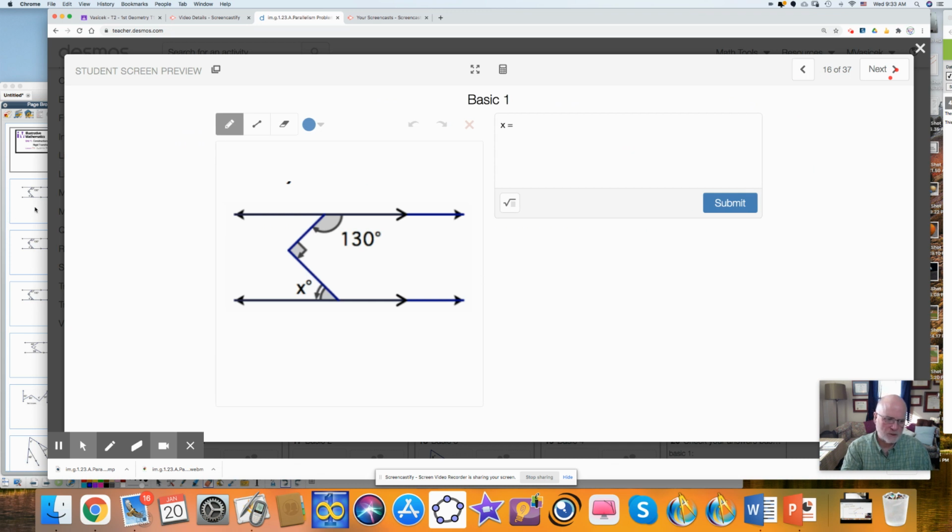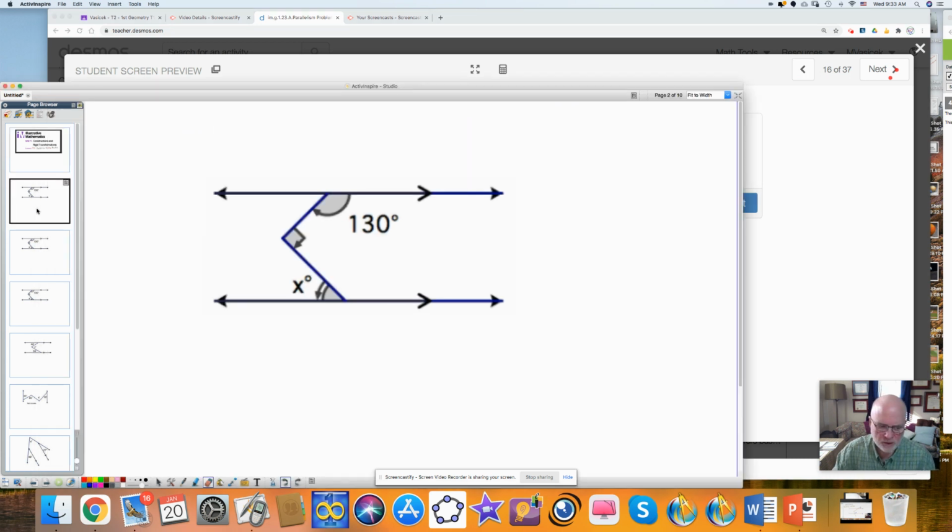Starting with this first one. One way to solve it would be to draw an auxiliary line that goes through this intersection. And I'm going to draw it parallel. So I'm making this line parallel to the existing lines. That's one thing I can do. And using this information, if this is 130, this is a straight angle. So this angle here would have to be 50 degrees. And that means that this angle, which is an alternate interior, is also 50 degrees.